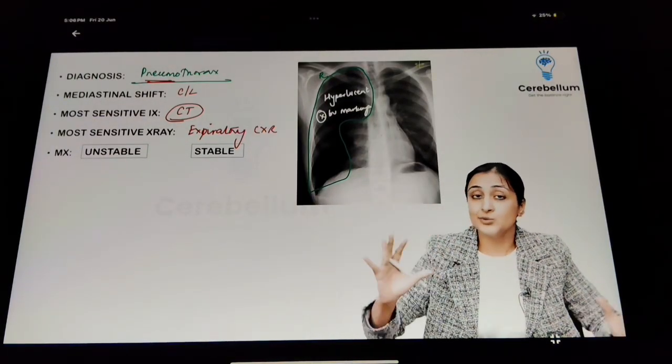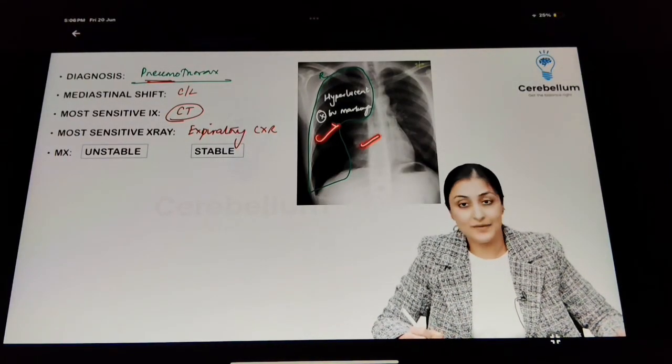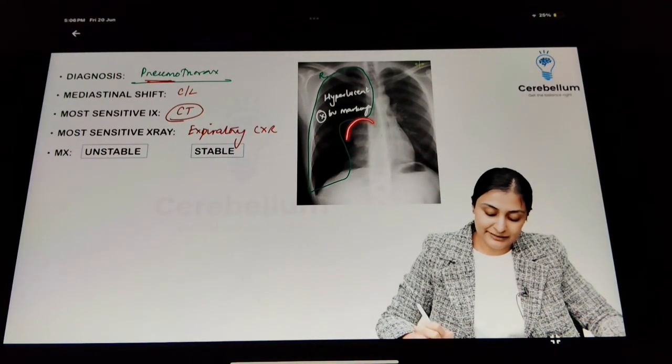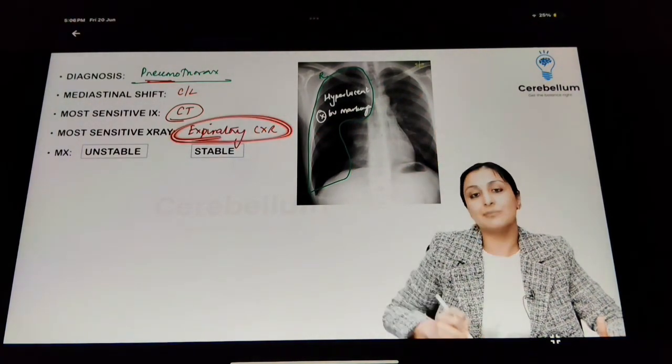Now, why do we do that? We do that because I want more air in the lungs. Here, I want a differentiation between pneumothorax air and lung air, isn't it? So here, don't you agree that if I make my lungs whiter, this gradation becomes even better? So how can I do that? I can do that by taking an expiratory radiograph.